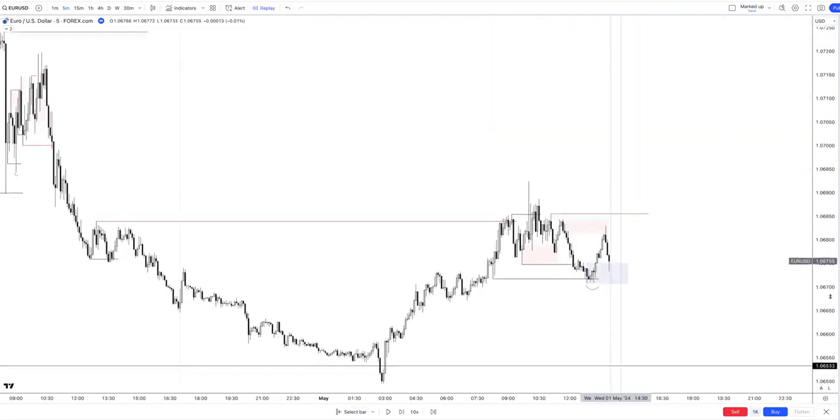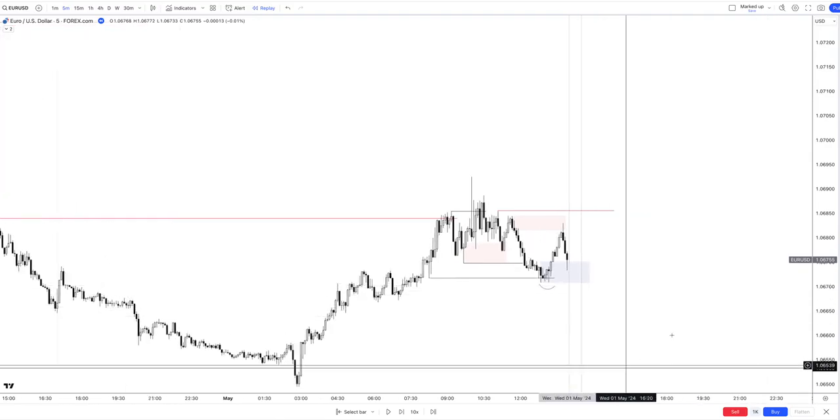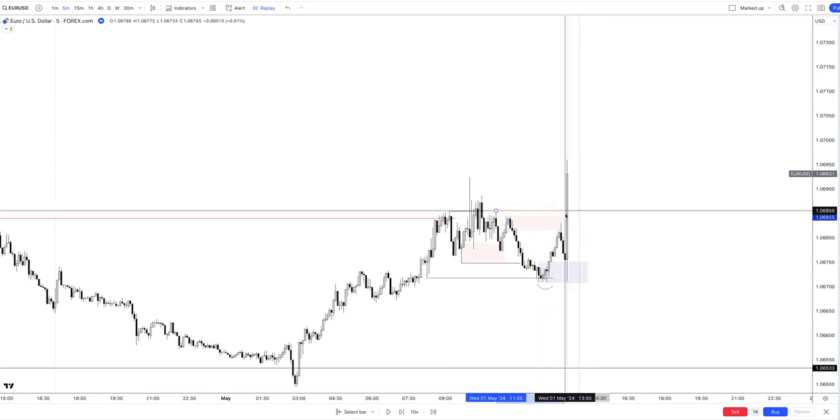So we can draw it out and try and predict where price can go. But am I going to be taking an entry minutes before FOMC? Hell no. So the market ends up coming into this 15-minute liquidity block after respecting the highs, and we get a move to the upside right at news drop.